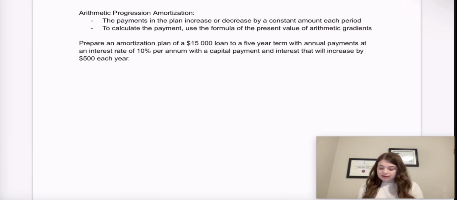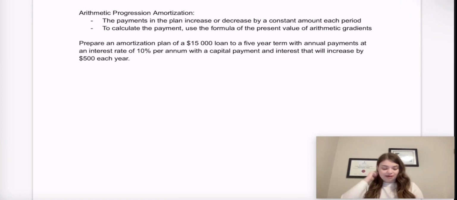So here it says to prepare an amortization plan, or amortization table is another word for it, of a $15,000 loan to a 5-year term with annual payments at an interest rate of 10% per annum, with a capital payment and interest that will increase by $500 each year. Okay, so the first thing we need to do is calculate the first payment. To calculate the first payment, we need to use the present value equation for arithmetic progression in general.